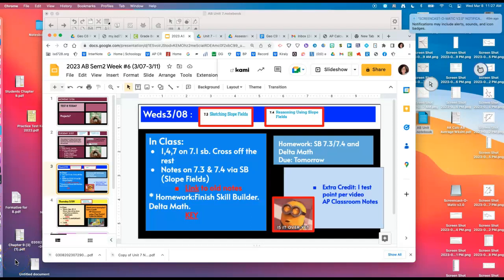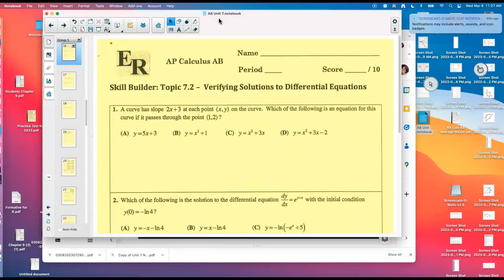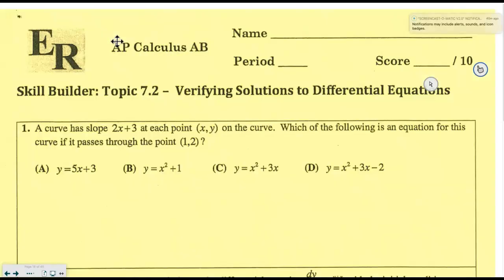Out on Skill Builder 7.2. We're going to do 3 of those together and cross the rest off. So anything we cross off, just know you're not responsible for. So in our notes, go to 7.2 right here. Same with those of you, if you're not here and you're watching the video. We are going to do just 3 of them in here.